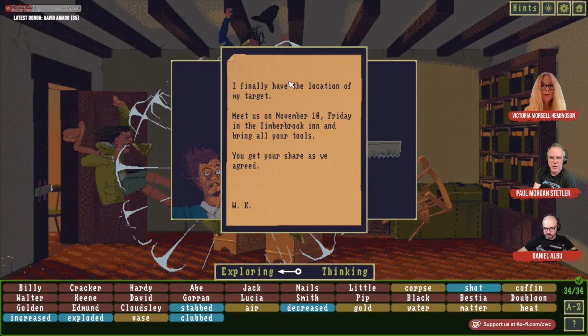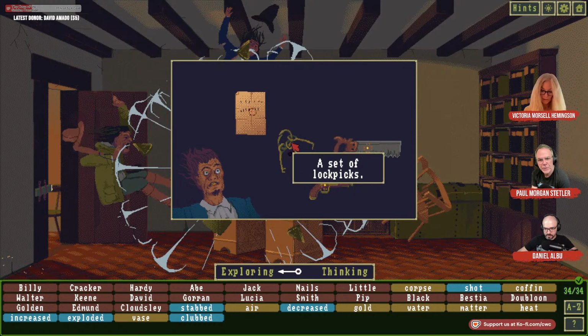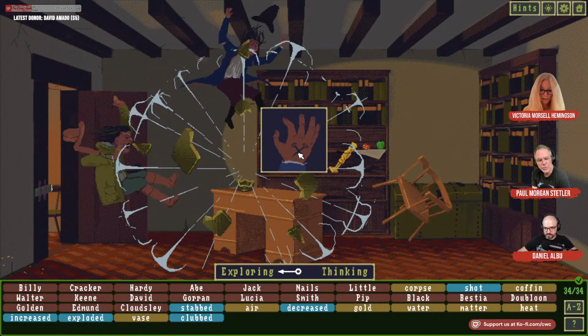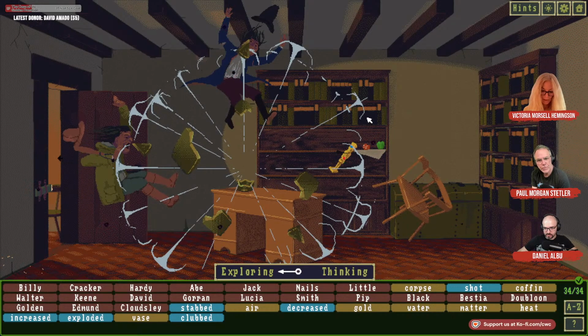Finally, have location of my target. Meet us on November 10th, Friday, in the Timberwood Inn, and bring all your tools. You get your share as we agreed. WK. William Keane, that's the robber guy. Set of lockpicks, a saw, a loaded pistol. Ooh, he has a tattoo. That's it, right? I think that's it.